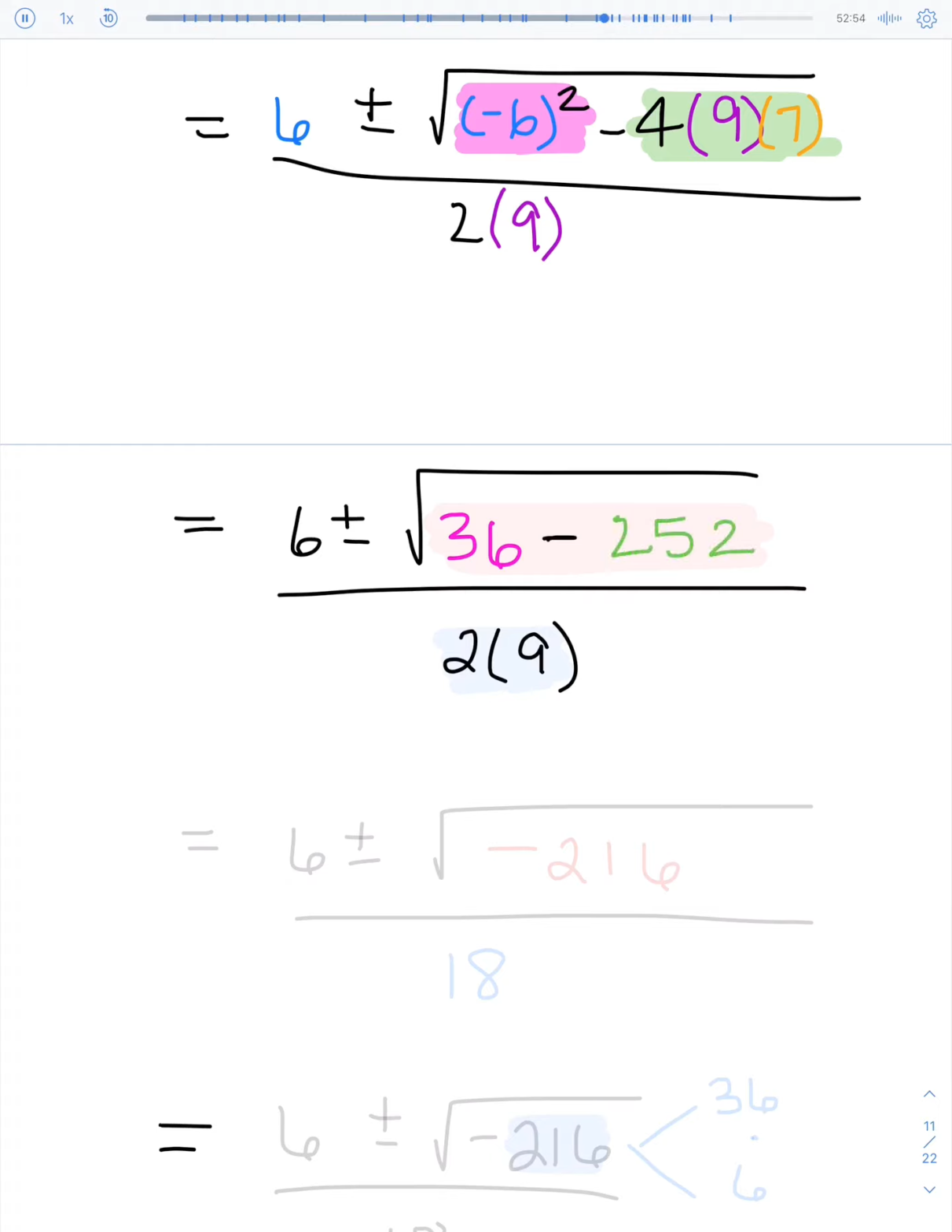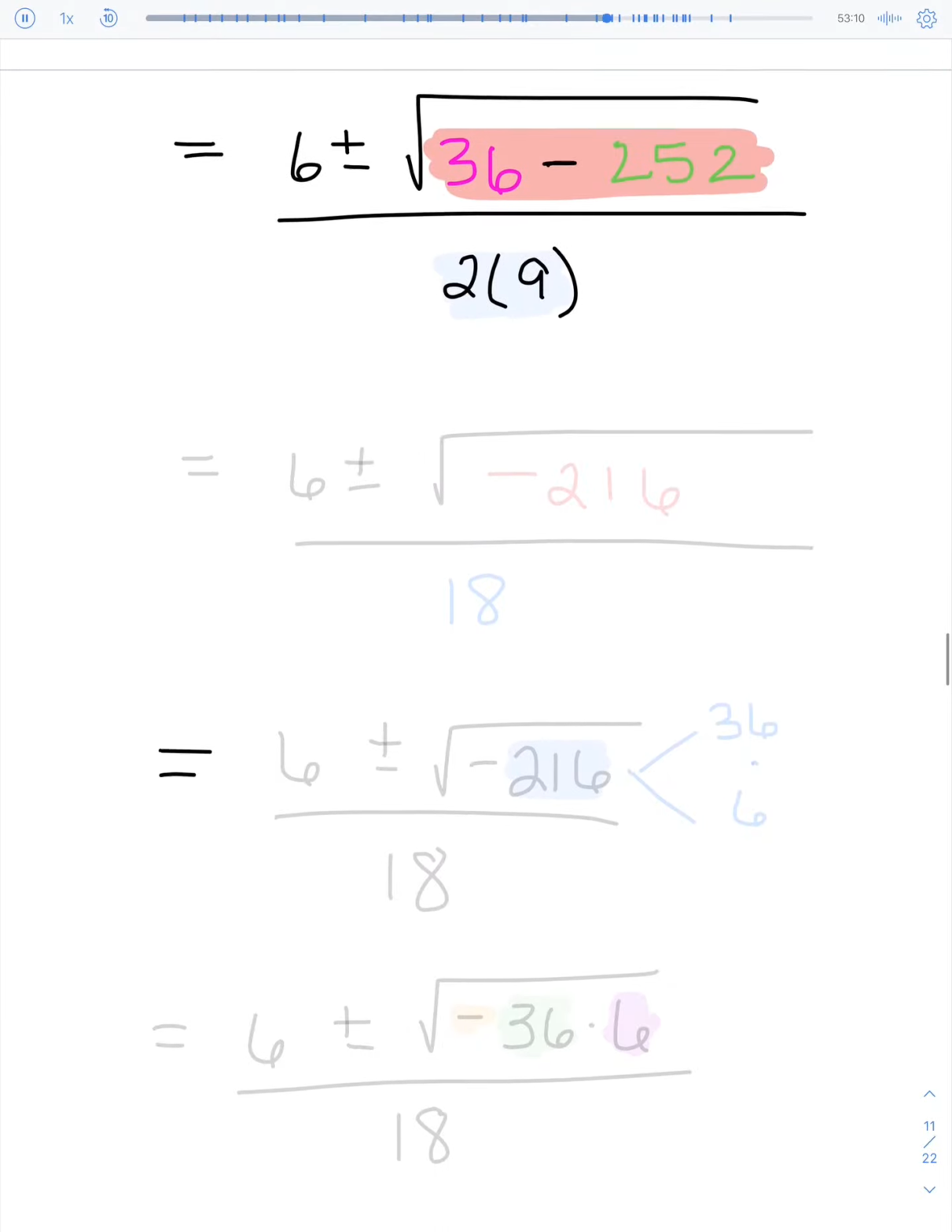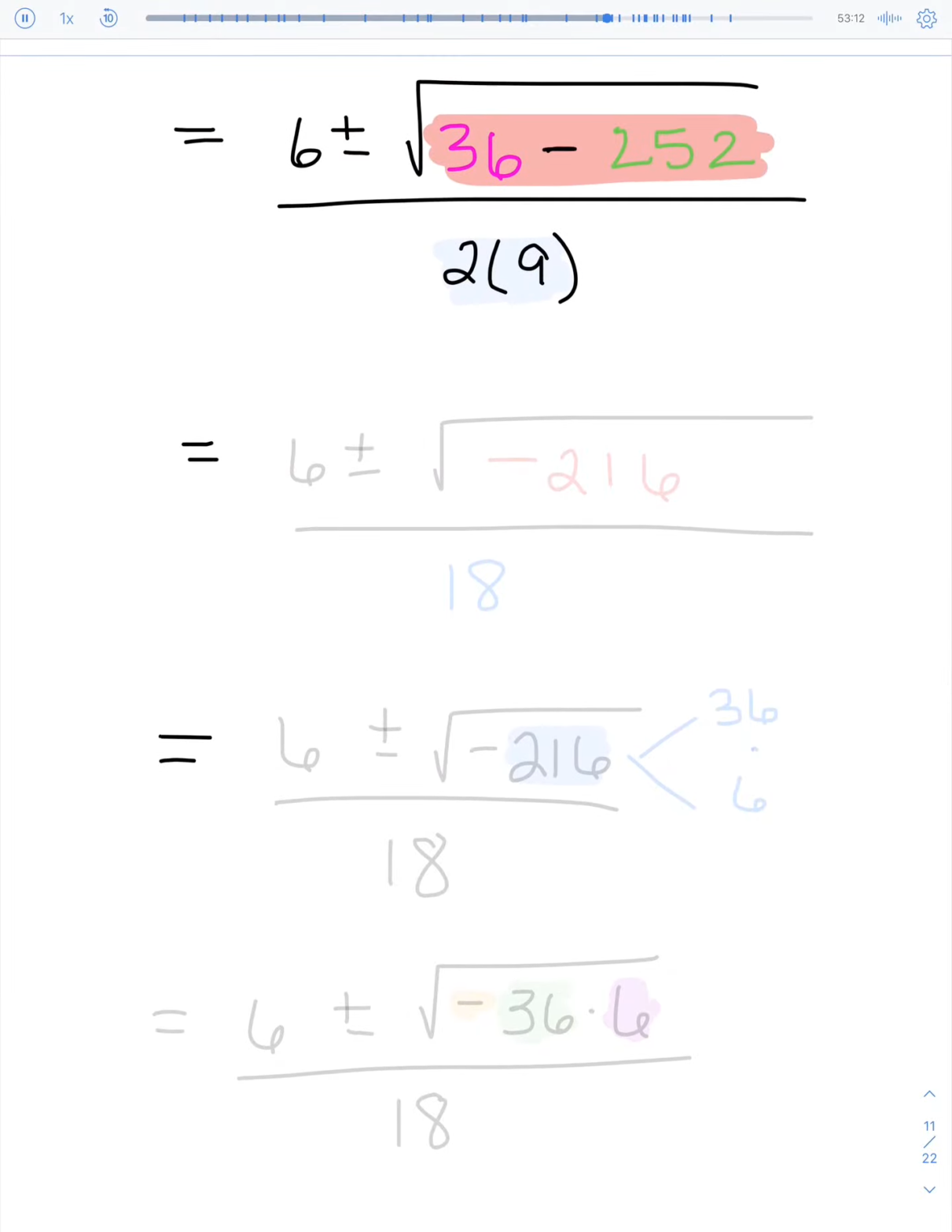252. So now the next thing that we need to do is just finalize what is underneath this square root by simplifying the 36 minus 252. Let's go ahead and do that final operation underneath the square root and see what we end up with. So far we've still got the 6, the plus or minus, still have the square root, and now let's see what we end up with underneath that square root. When we do the 36 minus 252, we end up with a negative 216.